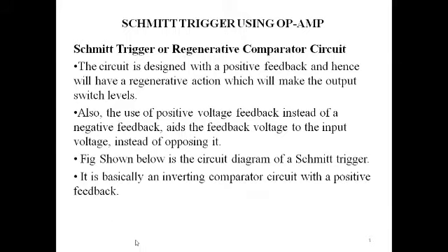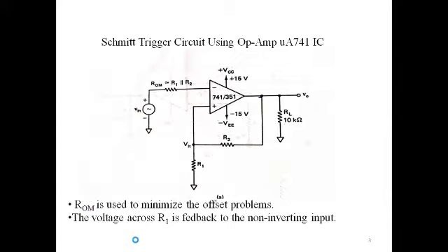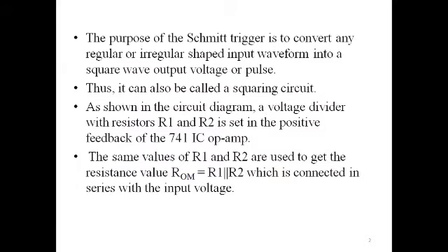Now the figure of the Schmitt trigger is shown here. This is the Schmitt trigger circuit using op-amp 741 IC. The purpose of the Schmitt trigger is mainly to convert any regular or irregular shaped input waveform into a square wave or pulse. Hence it is sometimes also called a squaring circuit.